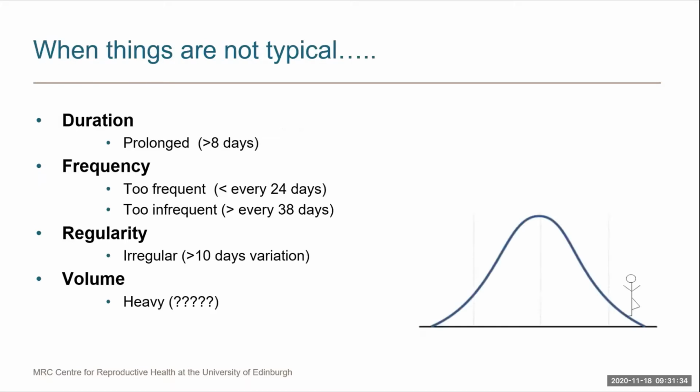Next slide, please. So when things are not typical, you can have prolonged menstrual bleeding. Your periods can come too frequently or too infrequently. They can be very irregular or unpredictable, and they can also be heavy. And I'd like to just spend a little time discussing what heavy might be.